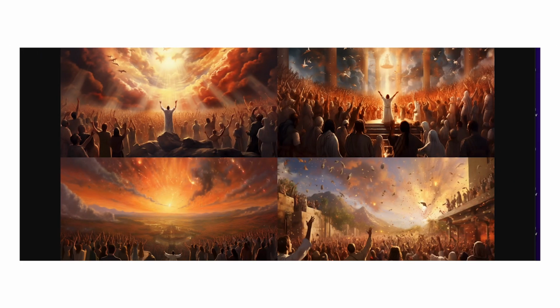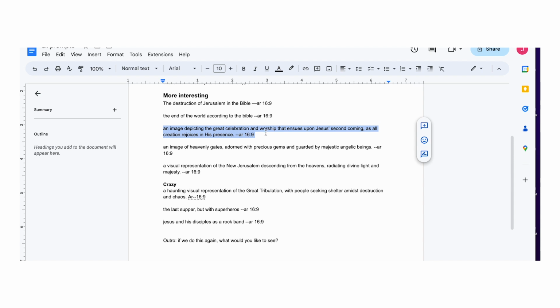Okay, so before we look at this, let me read you this prompt. This is from ChatGPT: an image depicting the great celebration and worship that ensues upon Jesus' second coming as all creation rejoices in his presence. Wow, okay. Well, it's very specific. It gave you that prompt? So it suggested a prompt. Yeah, I asked ChatGPT what are some AI image generator prompts about Jesus' second coming, and that's what it gave me.